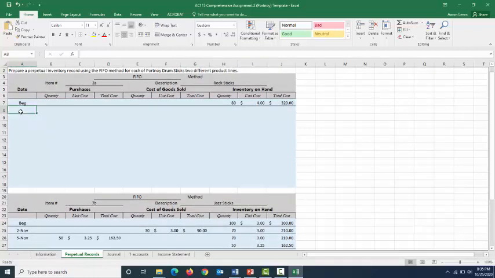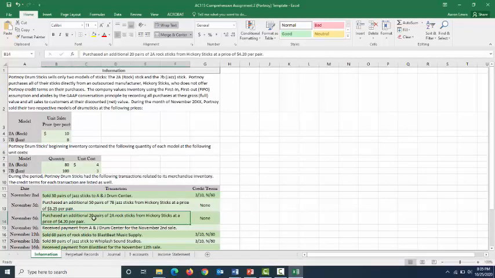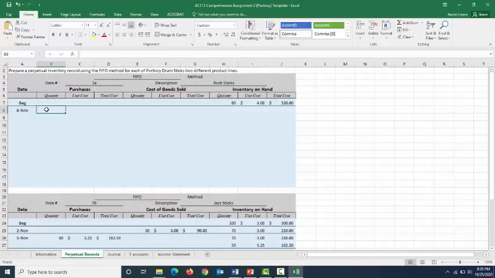We are making a purchase, and again, that purchase is on November 6th. And on November 6th, what are we buying according to our information? We are buying 20 pairs at $4.20 per pair. Let's put that in the purchases section. We're buying 20 pairs. We're doing so at $4.20 per pair. So we can figure out the total cost of that purchase by multiplying our quantity times our unit cost, which was $84. That's how much we are paying for this transaction.